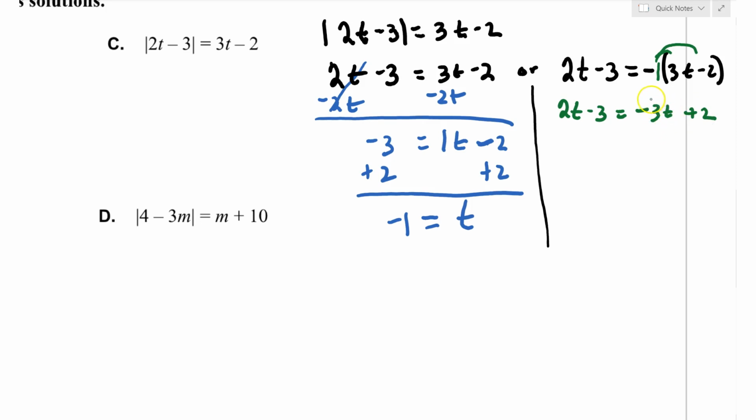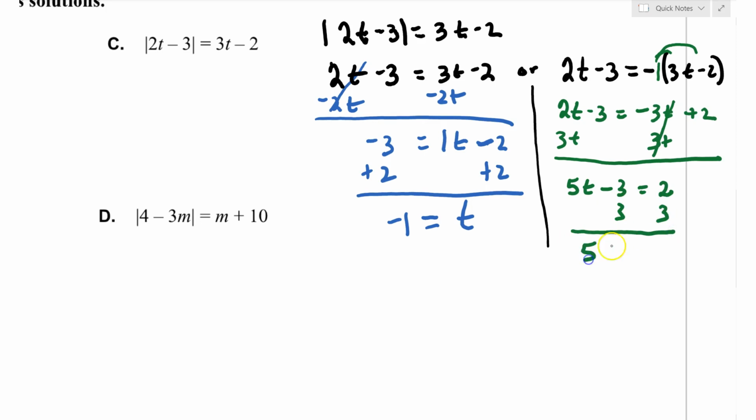You notice you have a negative 3t here. I like to add 3t to both sides. So negative 3t plus 3t is 0. You're left with 2t plus 3t gives you 5t minus 3 equals 2. You add 3 to both sides. So you have 5t equals 5. Divide by 5. So 5 divided by 5 is 1. So t can either be negative 1 or t can be 1, but we got to check our answer. So we'll go ahead and pause it for right now.